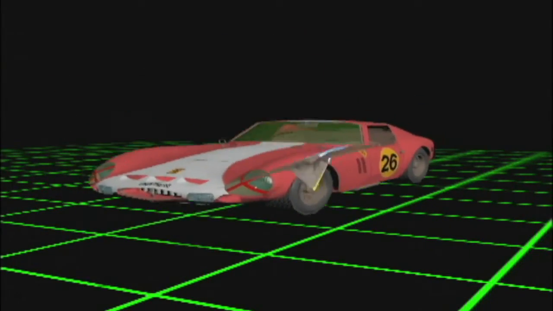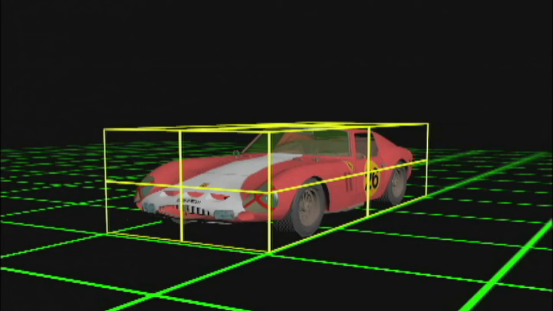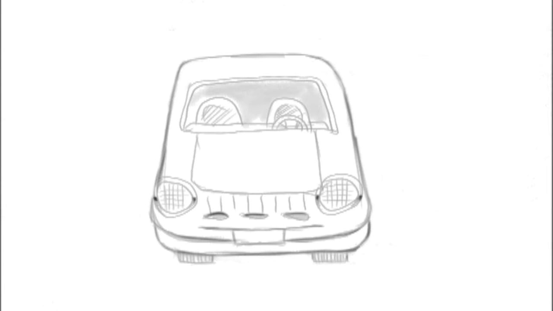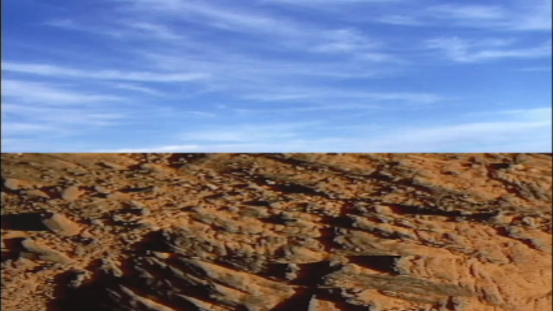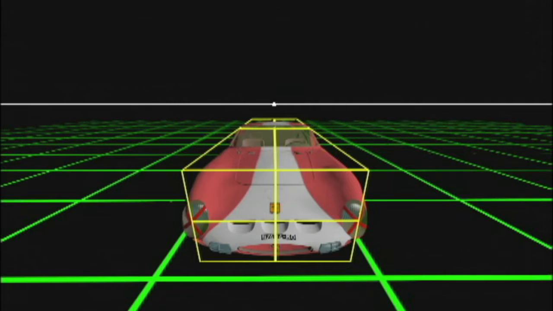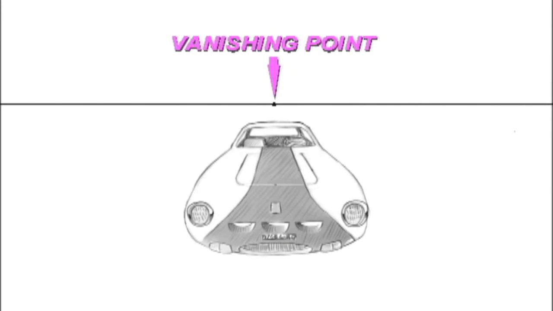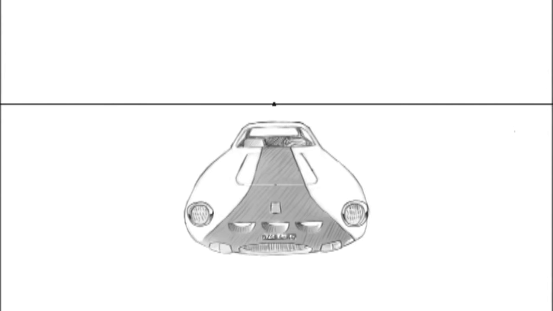Take this car, for example. The basic simplified shape is a long cube. To keep the car from looking flat in your drawing, you use a horizon line. That's where the sky meets the ground. And if you're looking directly from the front of the car, add a single vanishing point right here. A vanishing point! That's the point you use to make your object look like it's going back into the distance. It's always somewhere on the horizon line.